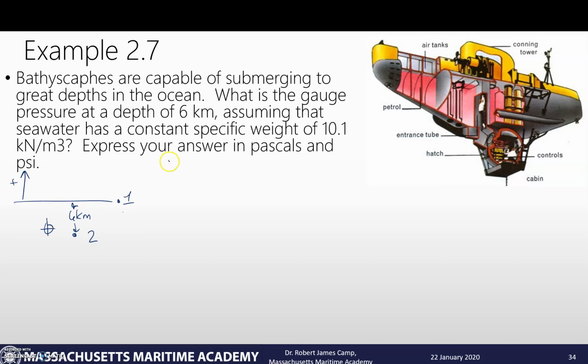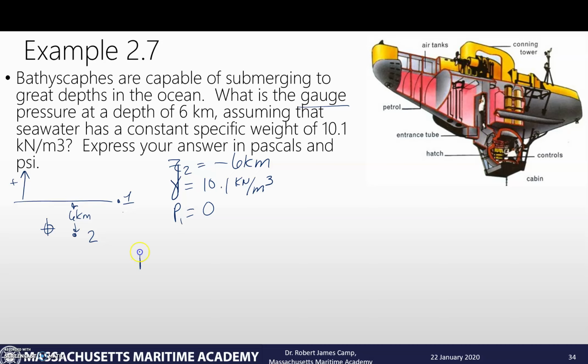Well, we know that Z2 is going to be down, negative 6 kilometers. We know that our specific weight is 10.1 kilonewtons per cubic meter. And we also know it says gauge pressure. And since it's gauge pressure, that means that we're ignoring atmospheric pressure, and so P1 will be 0. And at 6 kilometers down, gauge pressure is fine because we're going to find that it's a very high pressure, and so that 14.7 psi or so that the atmospheric pressure adds isn't really going to affect it much.